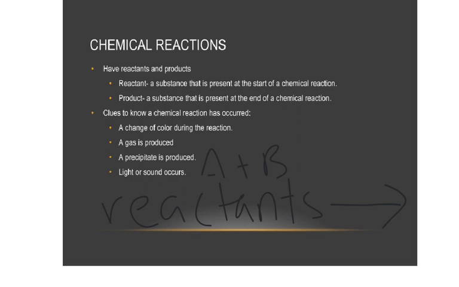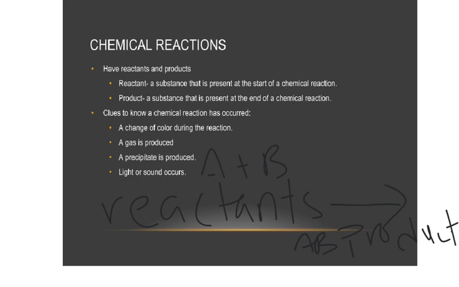After the change has occurred, you have what's known now as a product, or products in some cases. Couldn't fit my S in there. So A plus B gives me AB. A is an individual substance, B is an individual substance. After the change has occurred, we now have AB, which is a new individual substance. So a product is a substance that is present at the end of a chemical reaction. All of these things have their own individual properties. You've combined them chemically, and now you have a brand new substance with its own individual properties.